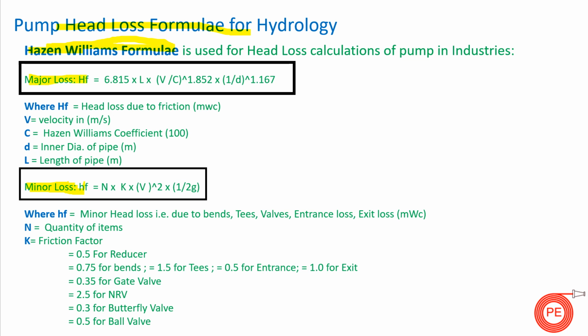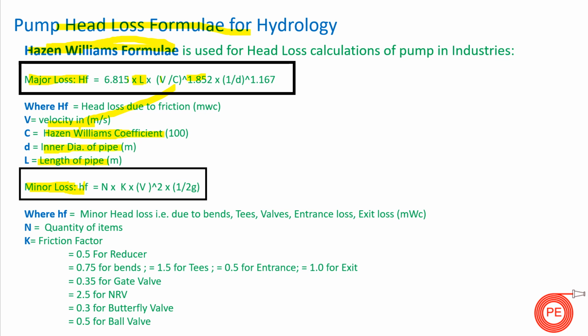So what's the formula? It's 6.815 × L × (V/C)^1.852 × 1/D^1.167. L stands for the length of the pipe, that is, the total piping length of my network. V stands for the pipe velocity in meters per second. C is the Hazen-Williams coefficient, which is generally taken as 100 for MS pipes. D is the inner diameter of the pipe.